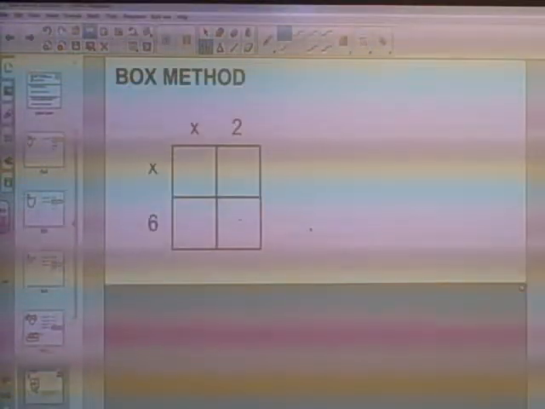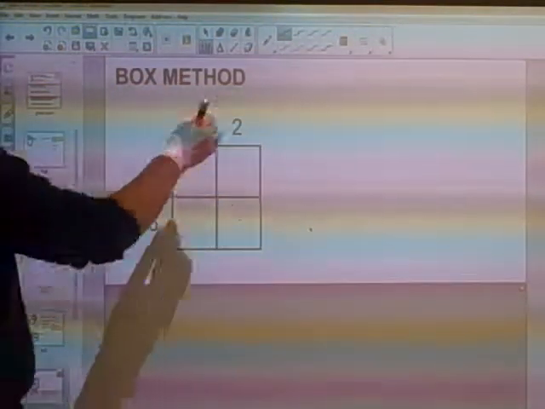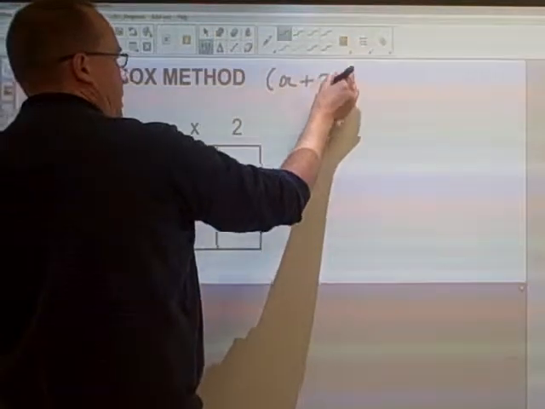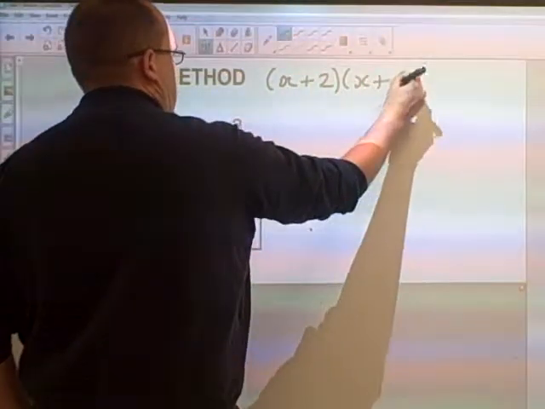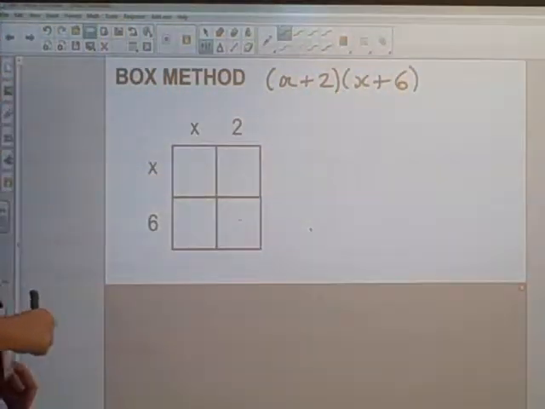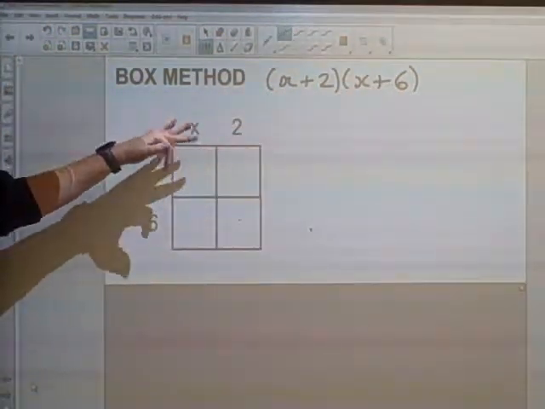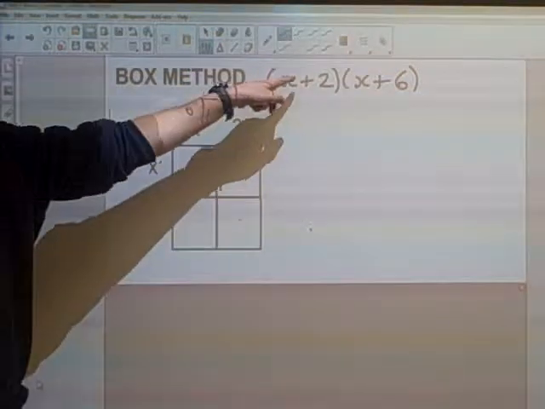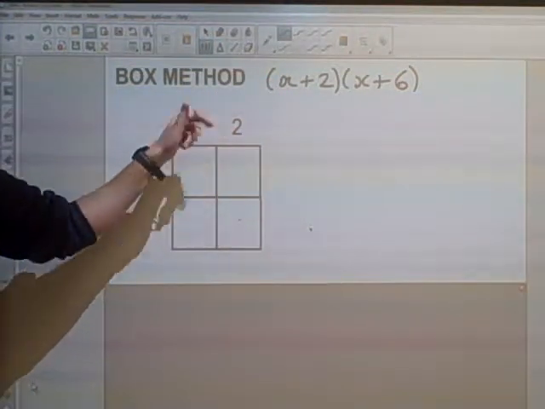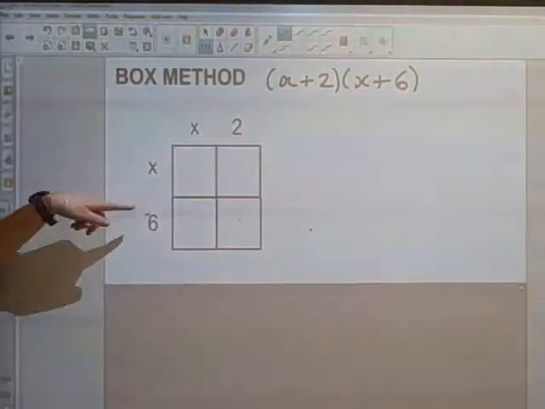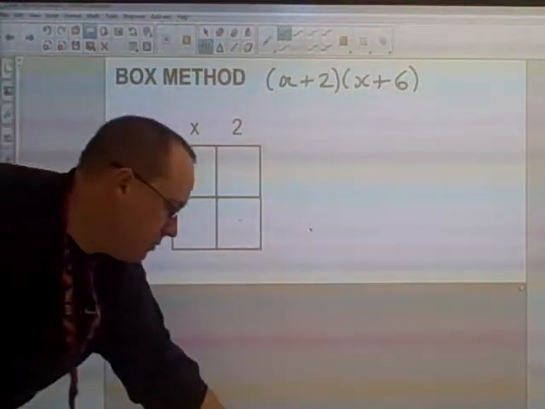A lot of students actually prefer what's called the box method. So this is the same question, x plus 2 times x plus 6. And you draw a grid depending on how big your question is. So this has 2 terms and this has 2 terms, so I got a 2 by 2 grid here. Notice I didn't put the plus, it was positive 2, so I just wrote 2. 6, so positive 6, so I just wrote 6.